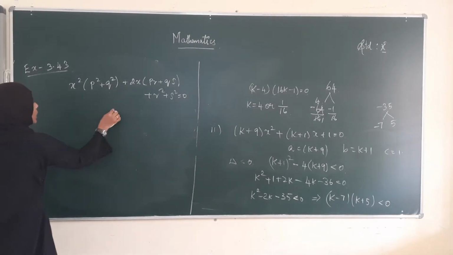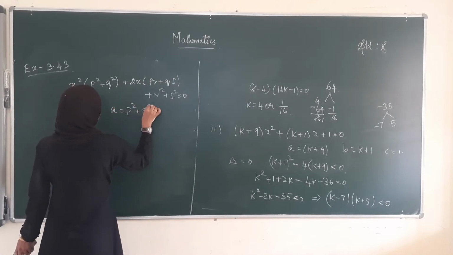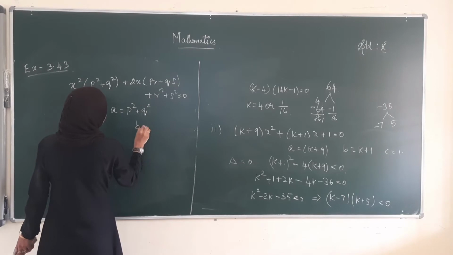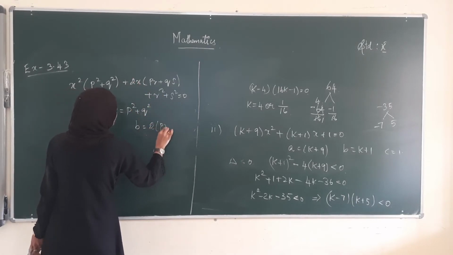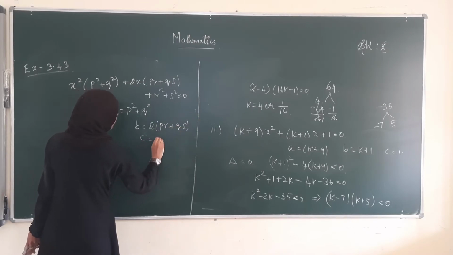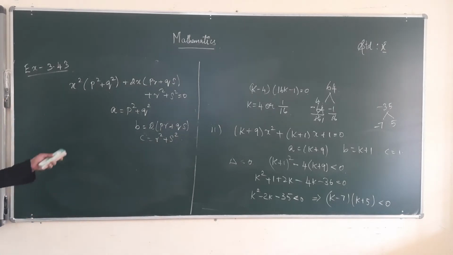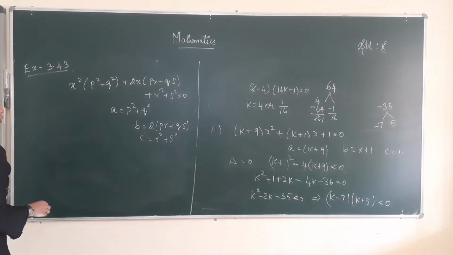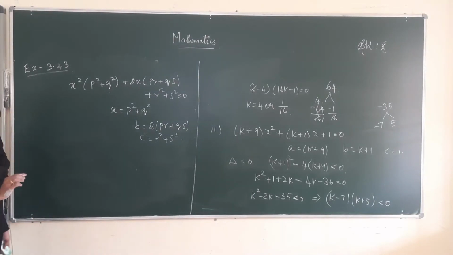See here, from this, what's A? A is P square plus Q square. What's B? Leaving this x, we have to write the B. 2 into PR plus Q into S. What is C? R square plus S square. We have to prove that this equation has no real roots. That is, we have to prove that del's value is less than 0. It is enough if we prove that del's value is less than 0.